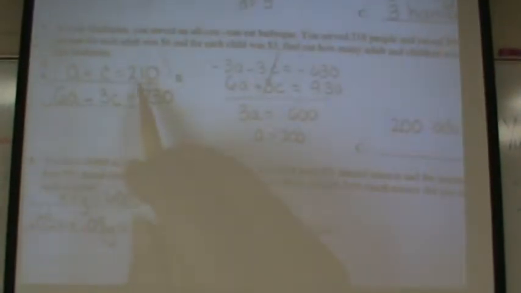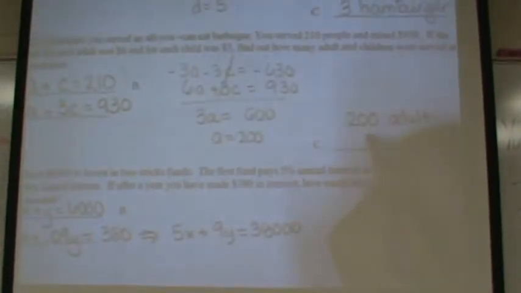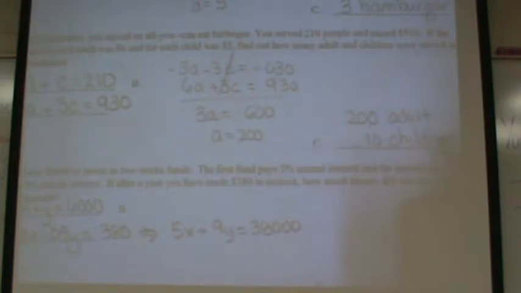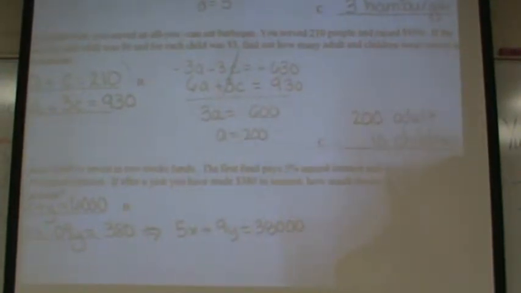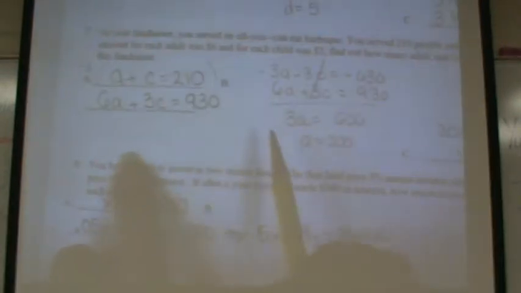And 200 minus 210 is 10 children. Now I would look at this answer and say, did I make a math error? Because it sounds a little off. So let's double check this.